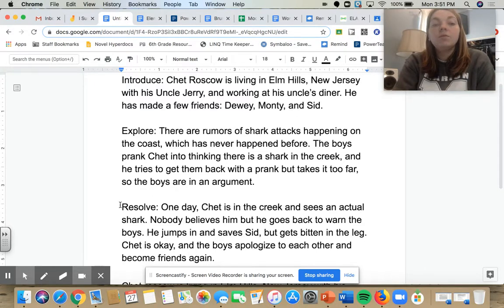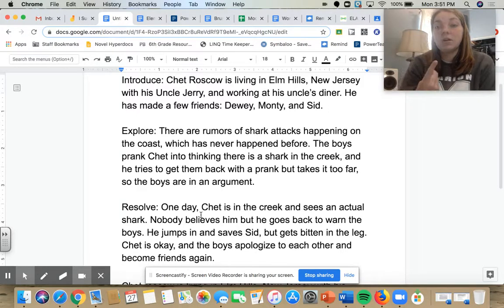And then resolve. One day, Chet is in the creek and sees an actual shark. Nobody believes him, but he goes back to warn the boys. He jumps in and saves Sid, but he gets bitten in the leg. Chet is okay, and the boys apologize to each other and become friends again. So that kind of wraps everything up. That's how the story ends.